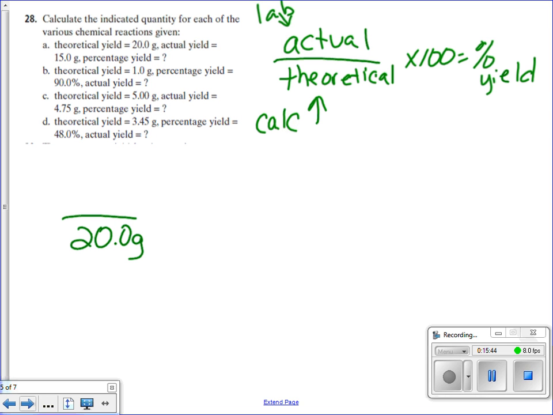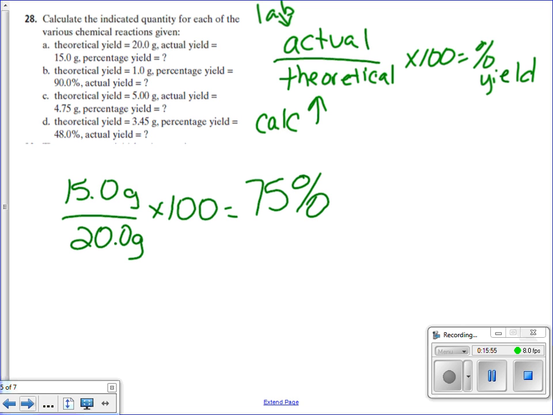And we have 15 grams of our actual yield times 100. Put that in your calculator, or you can probably do that in your head. Gives us a 75% yield. So if we went into lab and you had to do an experiment, you were supposed to get 20 grams of product and you only came up with 15 grams, your percent yield is 75%, which means that your percent error is 25%.